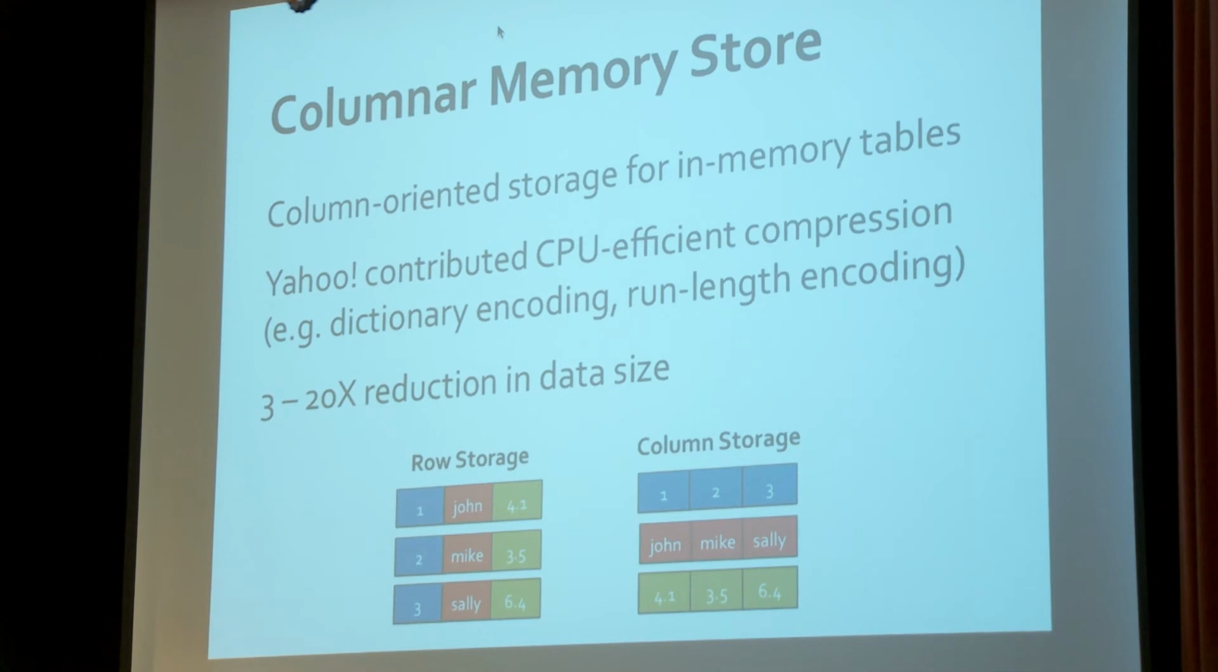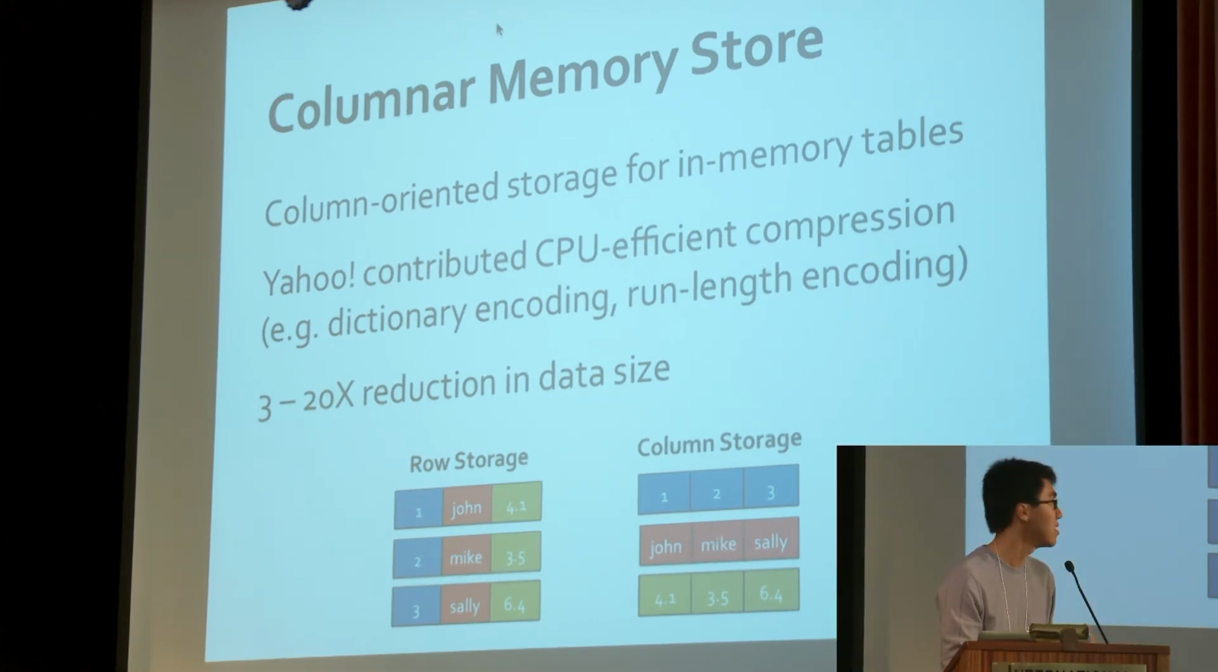And very recently, we merged in a big patch from Yahoo that contributed a very CPU-efficient compression and decompression engine on top of the column store. Depending on the workload, we have seen a 3 to 20x reduction in the size of data when you put it into memory. So in the Shark 0.8 release, probably in the next week or so, you will be able to squeeze in 3 to 20x more data in memory without sacrificing any query processing time. The trick here is that the decompression algorithms are extremely efficient, so it takes no time to decompress them.